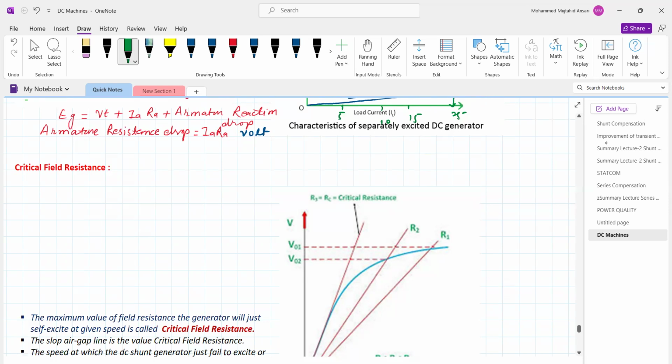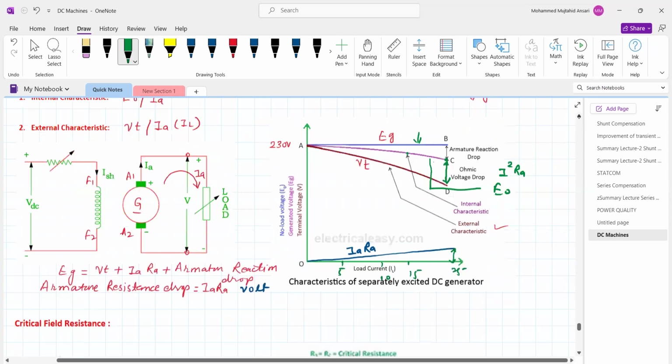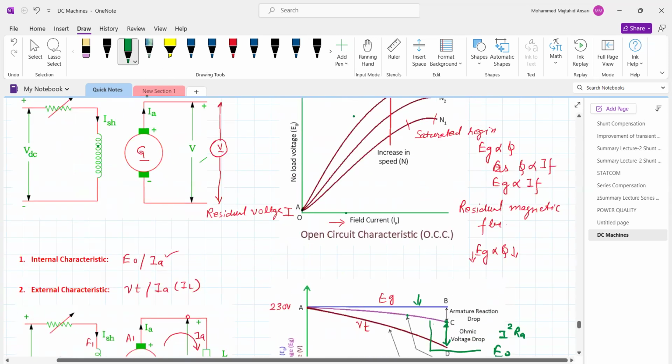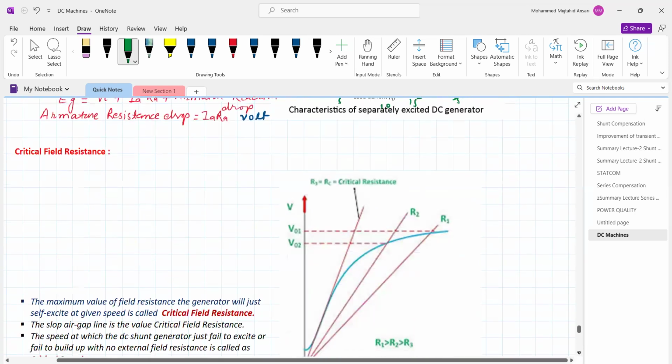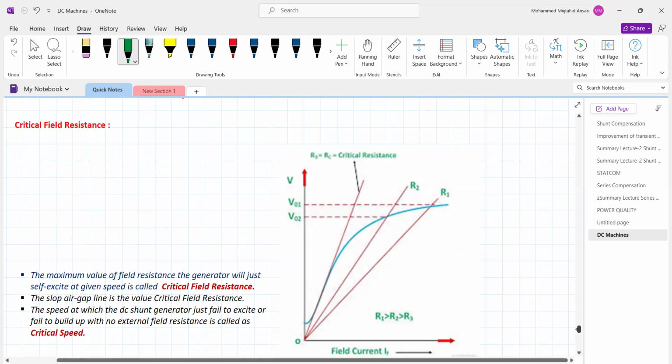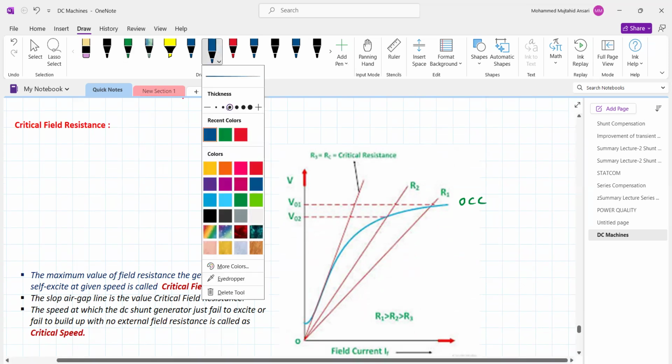Open circuit characteristic means that the armature terminal is open. So here the armature terminal is open, and we excite it with the help of a separate, independent voltage source, and we find the open circuit characteristic or no load saturation characteristic. Now the same characteristic is used to determine the critical resistance of the field winding for the DC shunt generator or compound generator. Say this is the open circuit characteristic, OCC, or no load saturation characteristic.